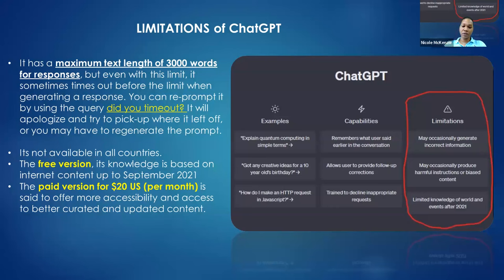AI is also not available in all countries, but of course, this is subject to change over time. The free version is knowledgeable based on internet content only up until September 2021. It doesn't know much about the world beyond September 2021. They have basically reserved that for the paid version, which is $20 a month. And it's supposed to offer more accessibility, access to better curated and updated content. So they've kept that piece for the paid version. So you have to understand the data set's limited with the free version.